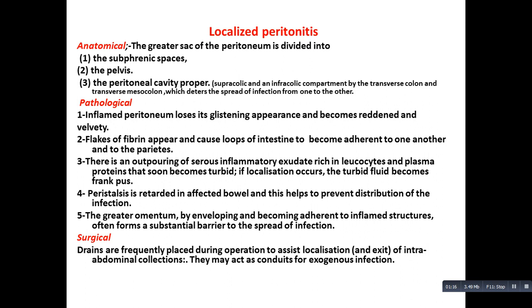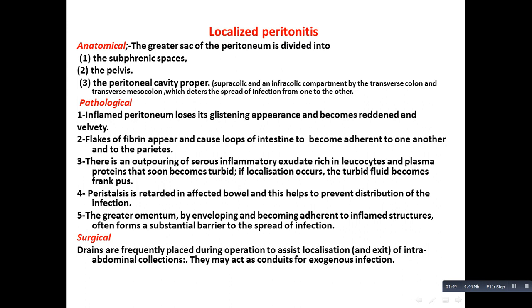Pathological localization depends on the inflamed peritoneal surface losing its glistening appearance, with flakes of fibrin and an outpouring of serous inflammatory exudate with leukocytes and plasma protein. Peristalsis is retarded and affected bowel vessels prevent distribution; the greater omentum envelops and becomes adherent to the inflamed structure. In the surgical cause, drains are frequently placed during operation for localization of intra-abdominal collection.